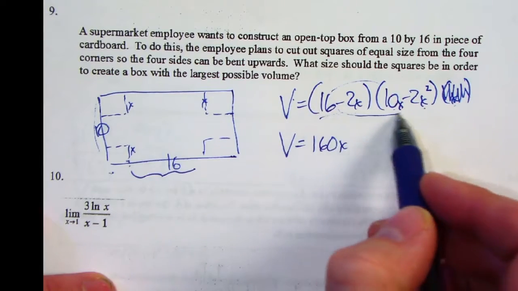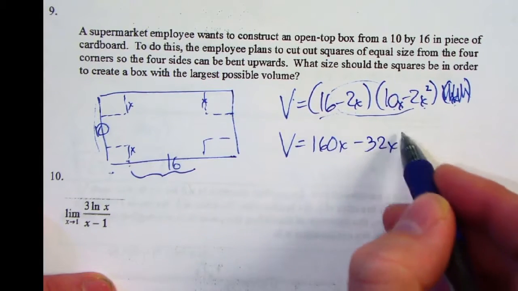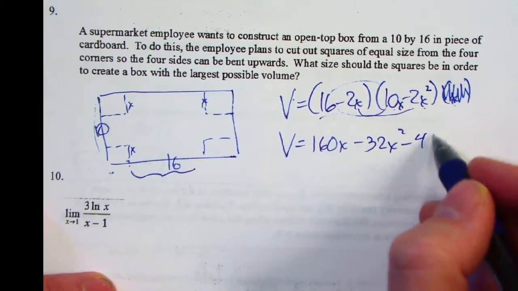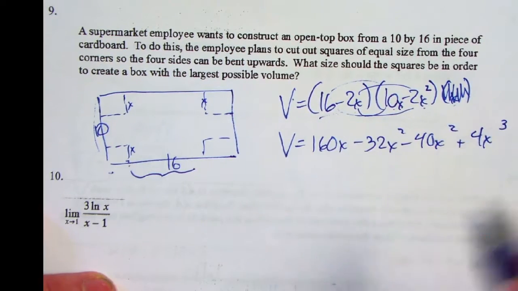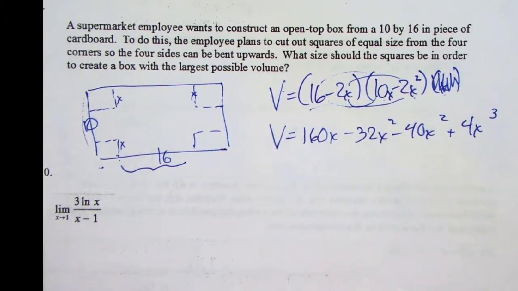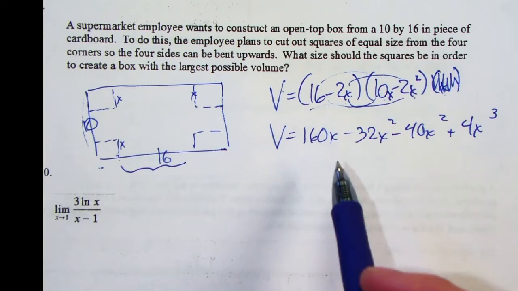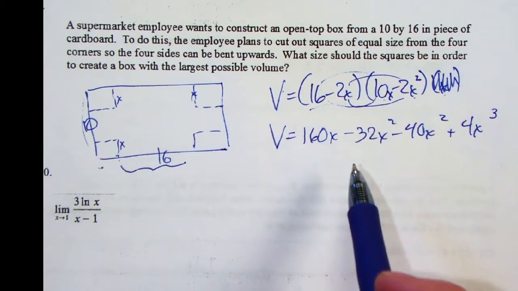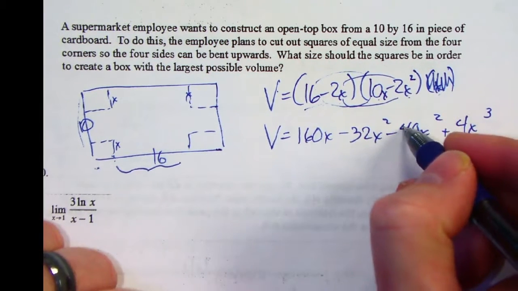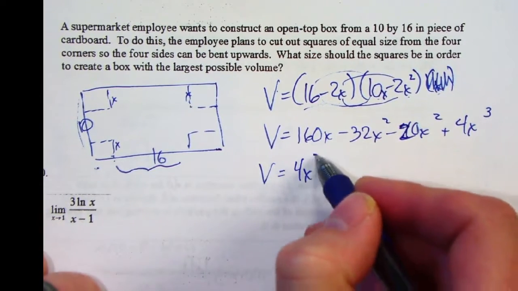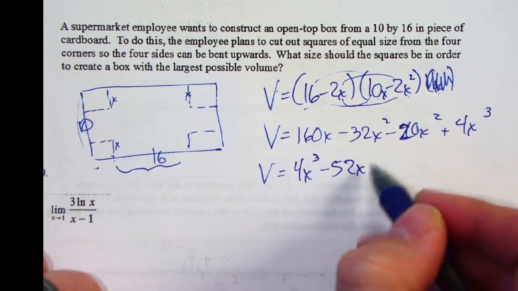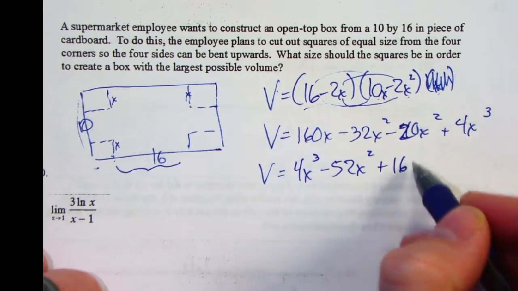So this will be 160x. This will be minus 32x squared. This will be minus 40x squared. This will be plus 4x to the third. Hold on, something seems wrong here. Yeah, this is 20. Okay. So volume is 4x to the third minus 52x squared plus 160x.